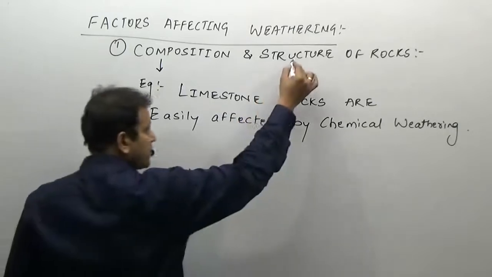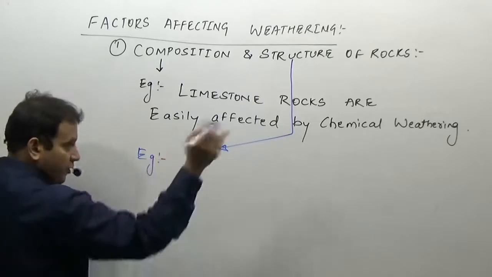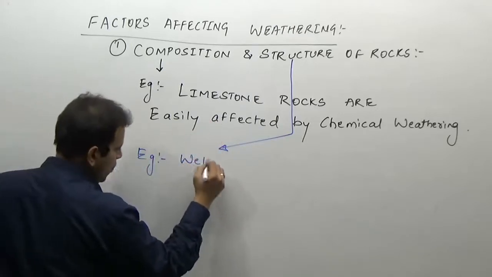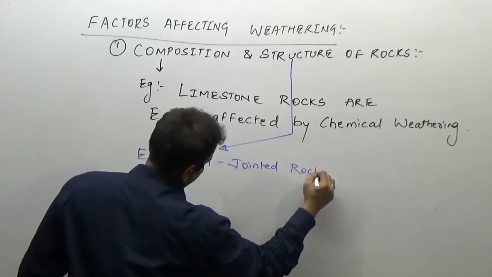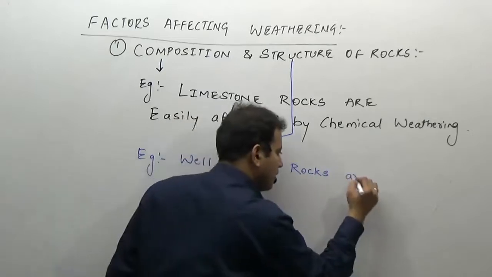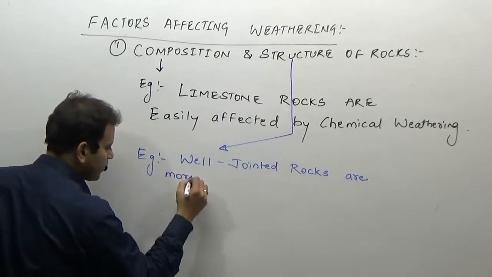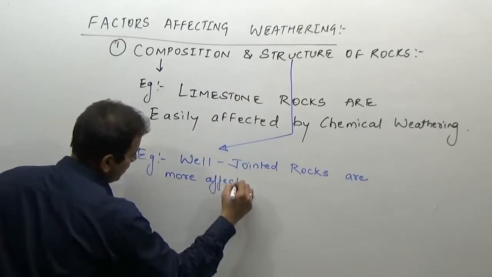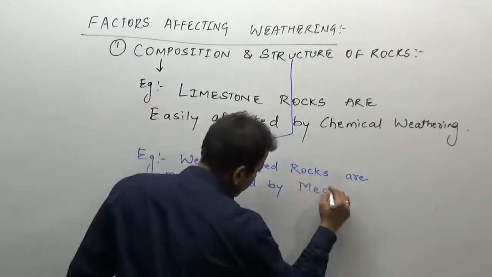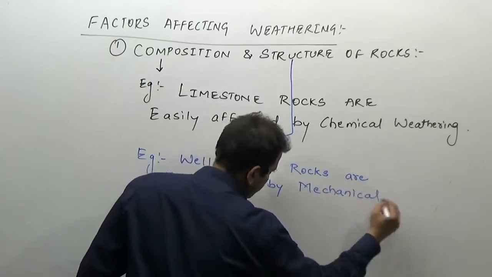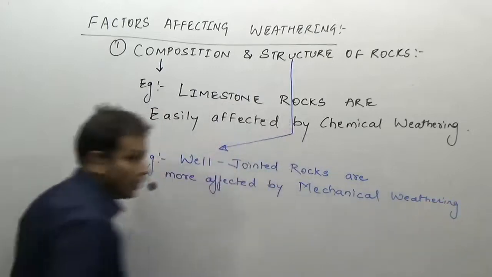What can we write in the structure? An example is a well-jointed rock, which I have shown you in the diagram. Well-jointed rocks are more affected by mechanical weathering.